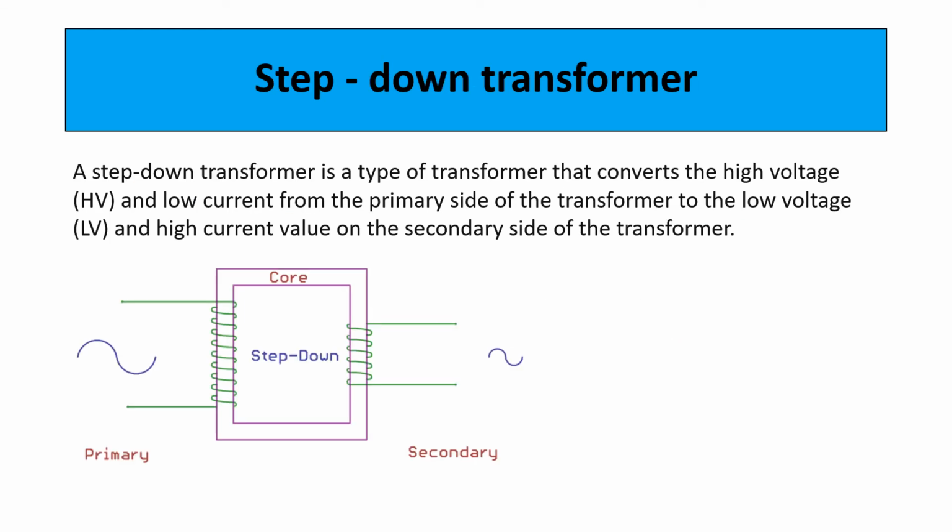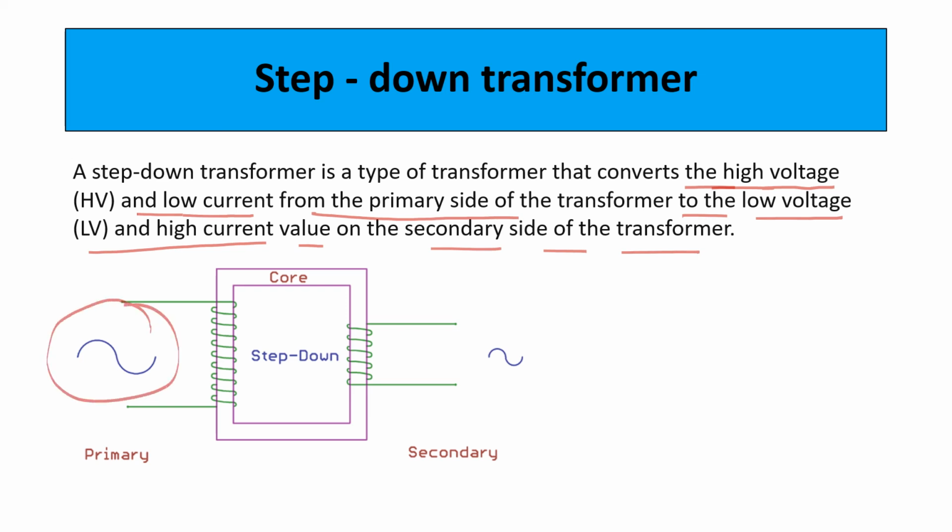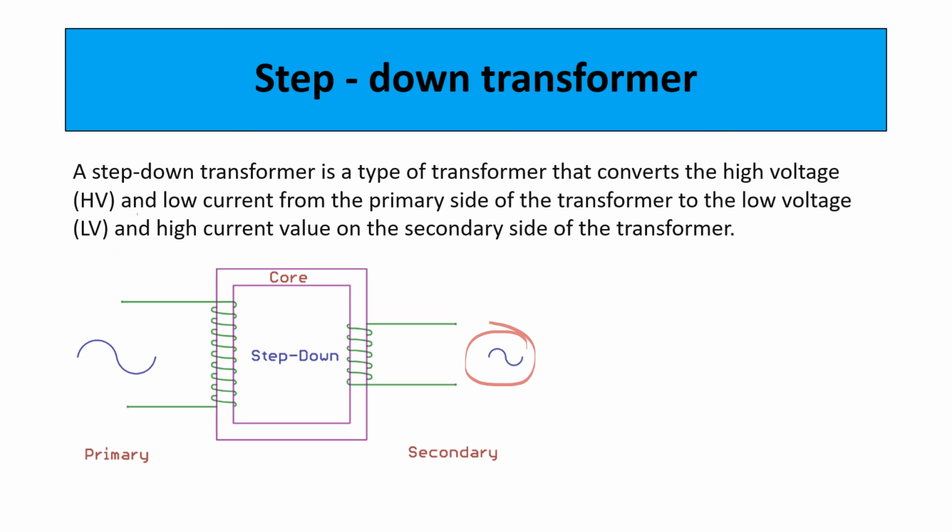How do you define a step-down transformer? A step-down transformer is a type of transformer that converts the high voltage and low current. If the voltage is high, the current must be low. It converts the high voltage and low current on the primary side of the transformer to the low voltage and high current value on the secondary side of the transformer. From the high voltage to low voltage. This is the case of a step-down transformer.